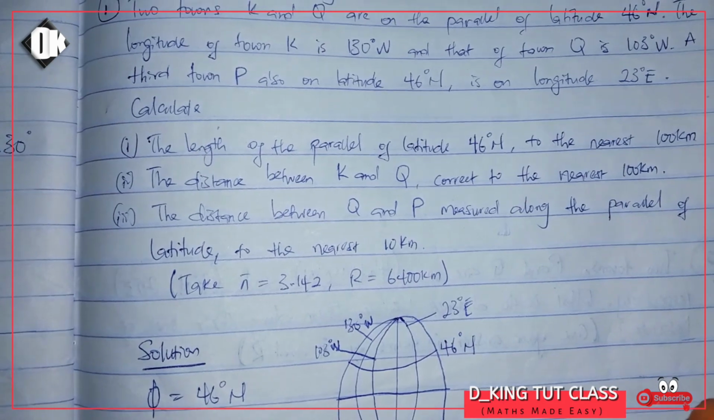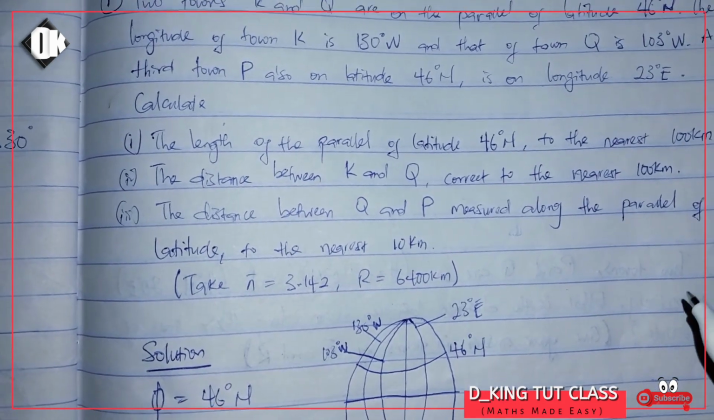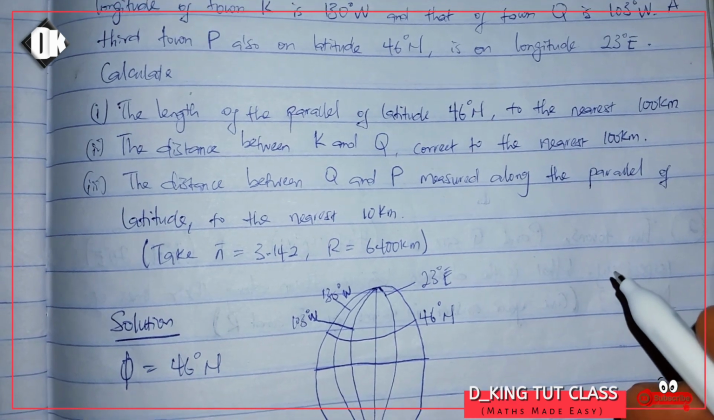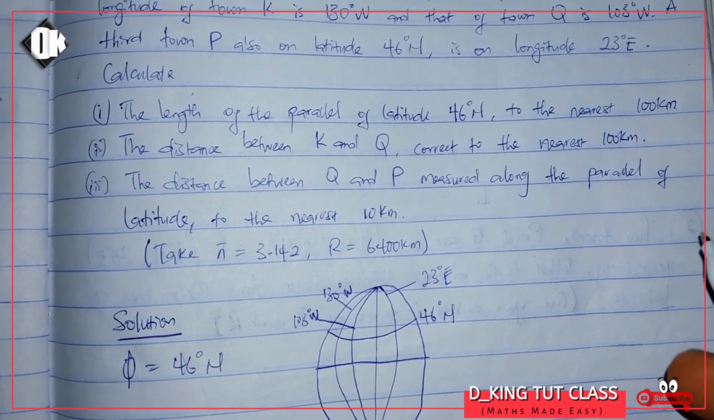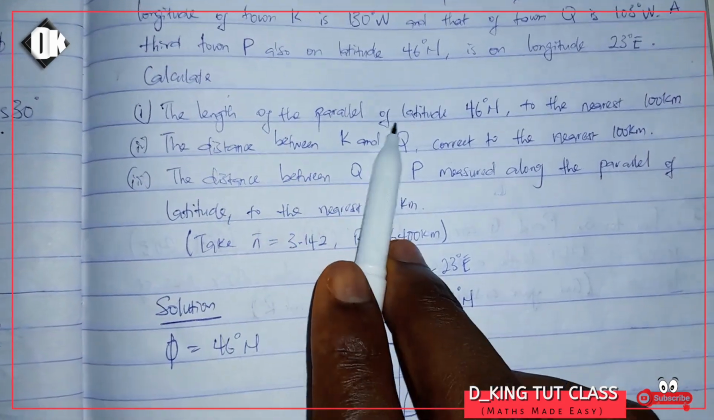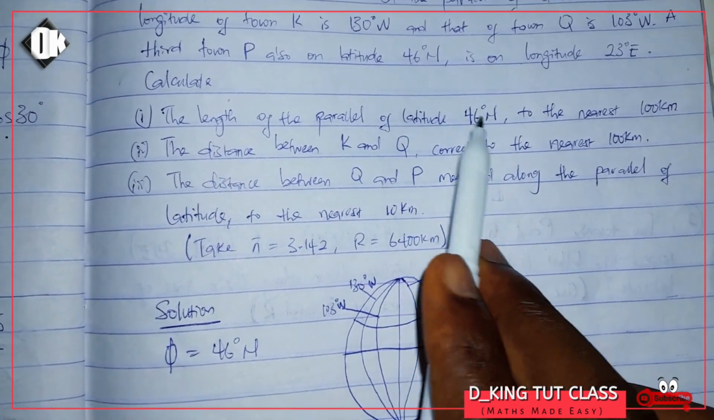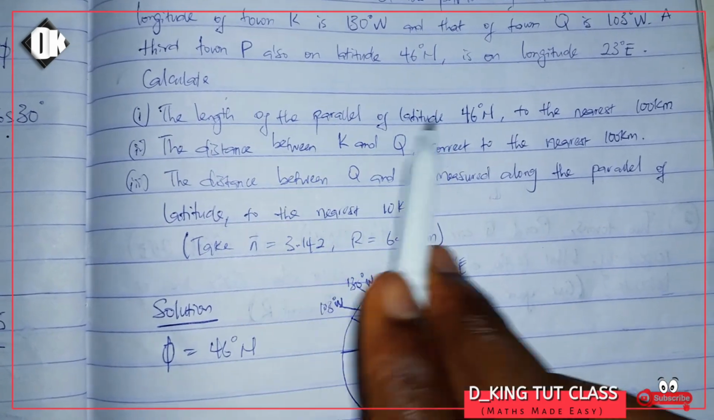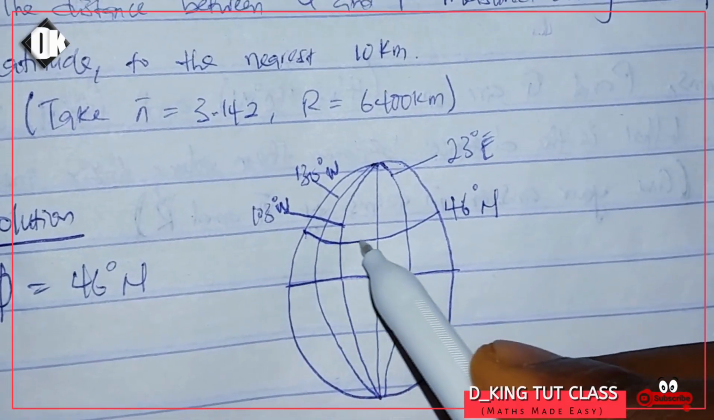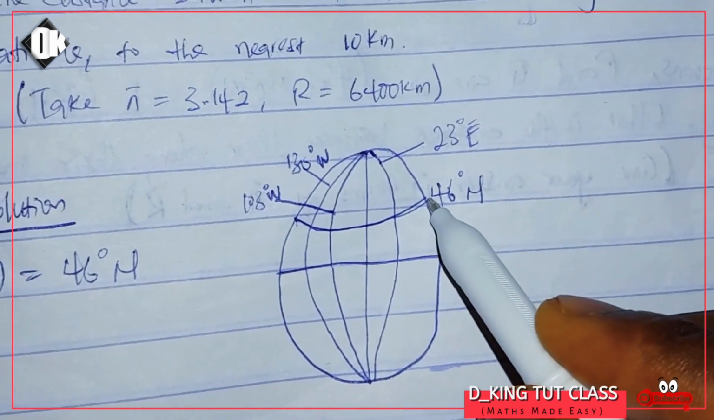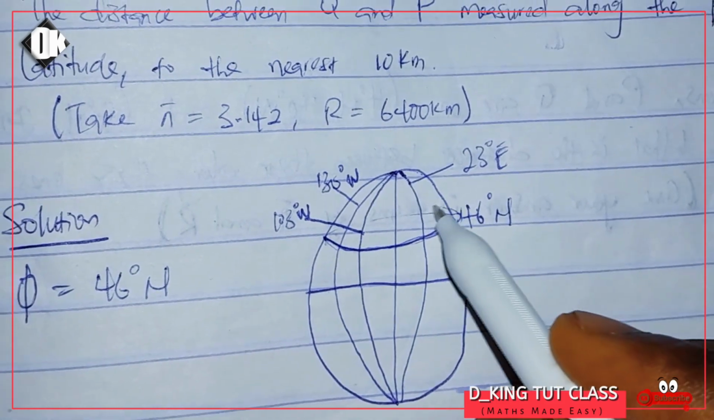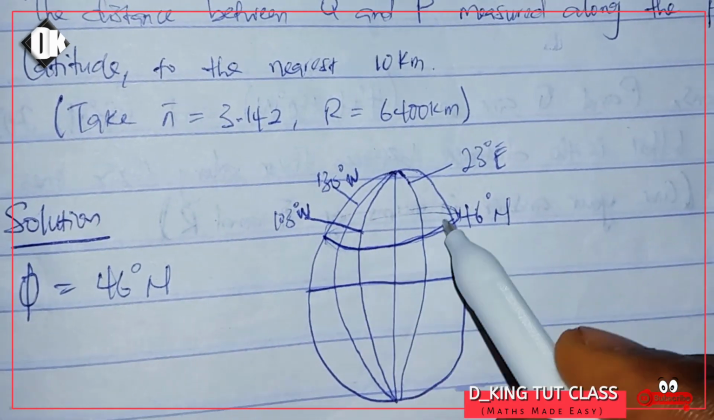Okay, now looking at this, what then do we have? How do we solve? The question says calculate the length of the parallel of latitude 46 degrees north to the nearest 100 kilometers. Now this question says calculate the length of the parallel of latitude, not the distance between any two points or any two towns. Automatically this is the parallel of latitude, which is 46 degrees north. I'm to calculate the length, that is, the circumference of this line of latitude.